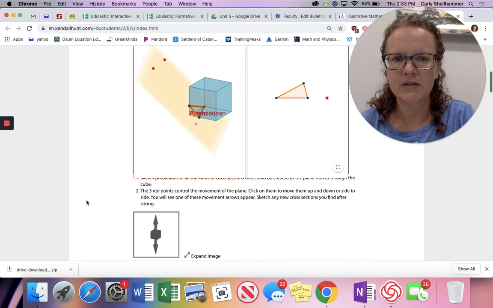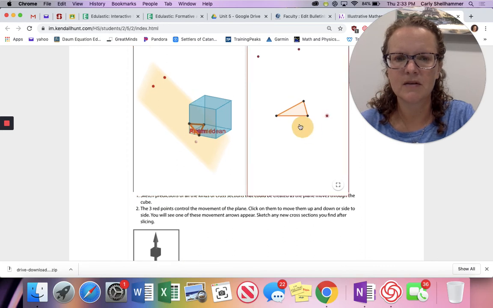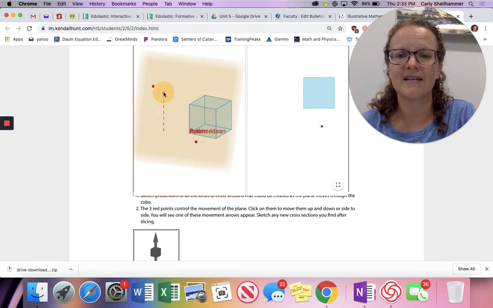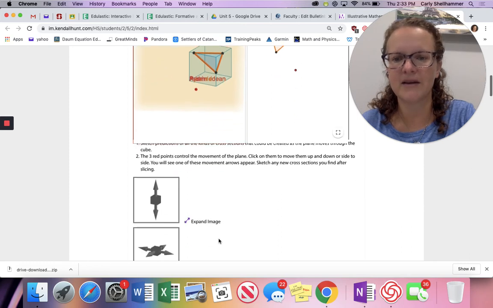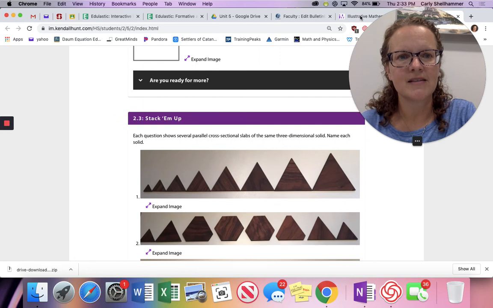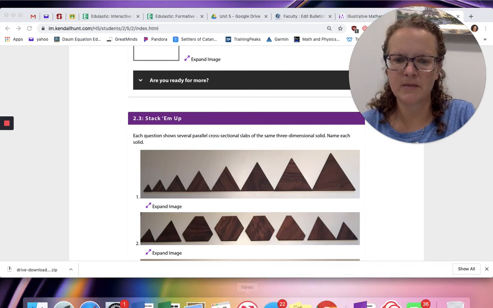The 3 red points control. I don't think that one did anything. Ooh. So that's how they all control it. So there I'm not slicing anything. Okay, and then I can get just a corner. Okay, cool. I should have looked at the instructions. All right, so let's look at this next bit. I'm going to go back to my notes.